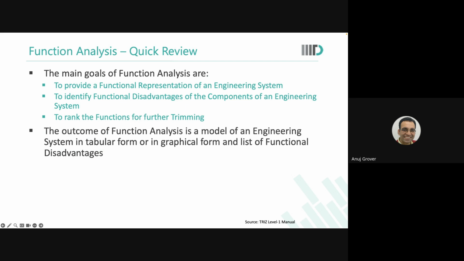In terms of review, we say that the main goals of function analysis are to provide a functional representation of an engineering system, to identify functional disadvantages of the components in a system, and to rank the functions for further trimming. What is trimming, we will talk about later. Okay. And the outcome of the function analysis is a model of an engineering system in a tabular or in a graphical format. Is that okay?